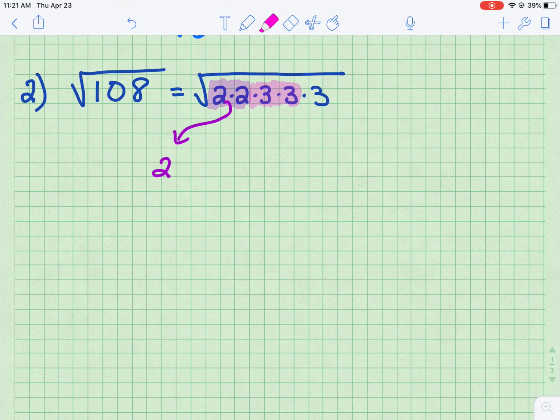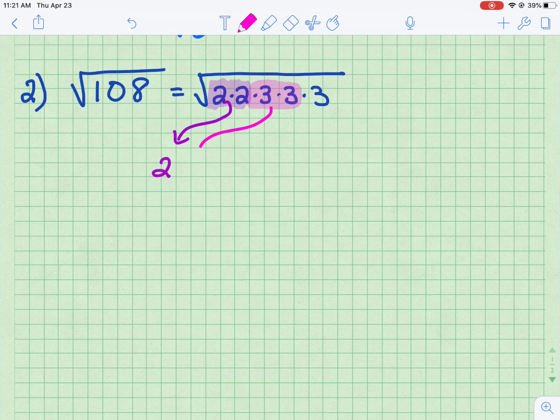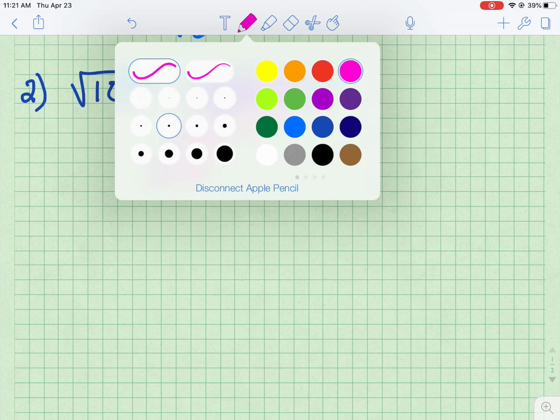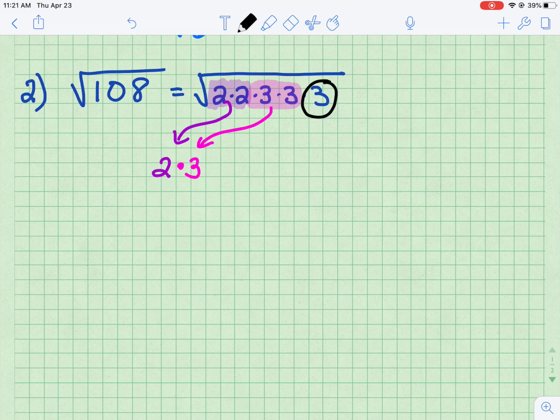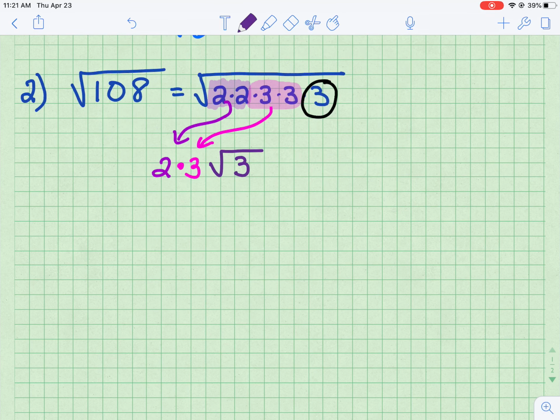Two of them have to decide to go together and 1 of them has to get left behind. So there's always the sad person left behind. So that 3 comes out. And remember, when they come out, they get multiplied together on the outside. And then we had that lonely 3 that didn't have a partner, and so he got left behind. So that's the square root of 3. And so my final answer is 6 root 3.